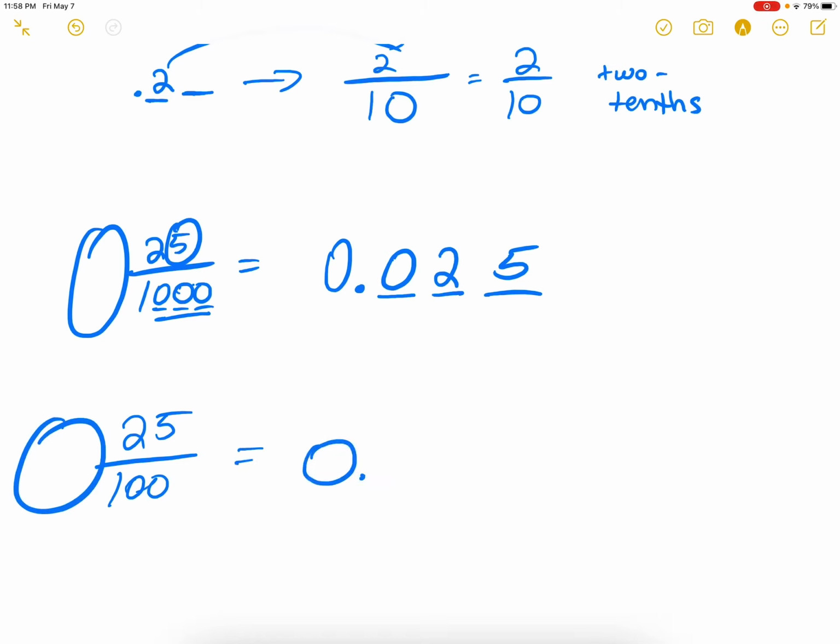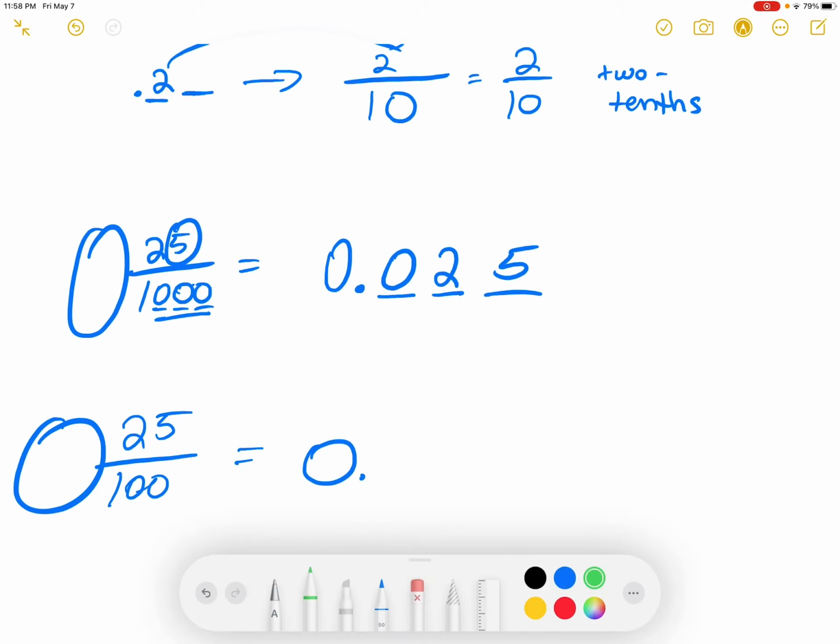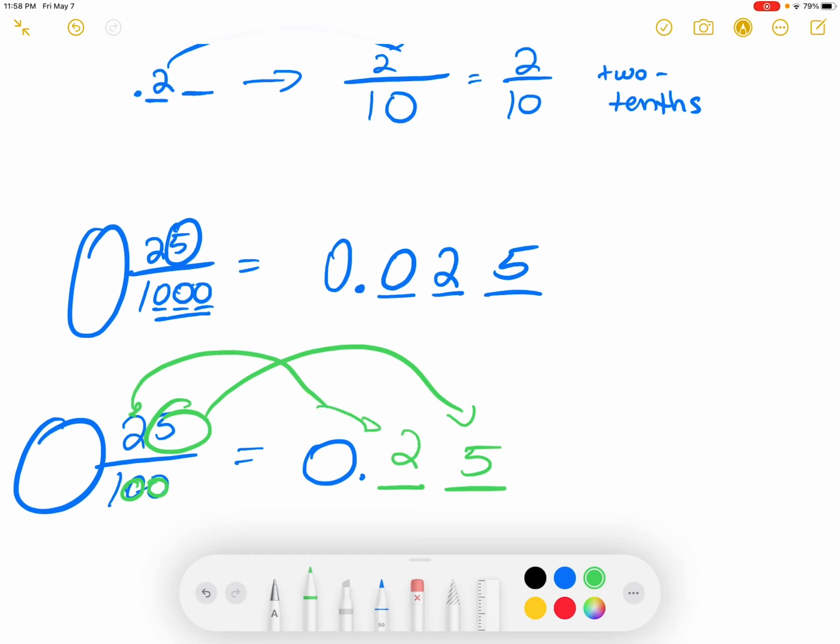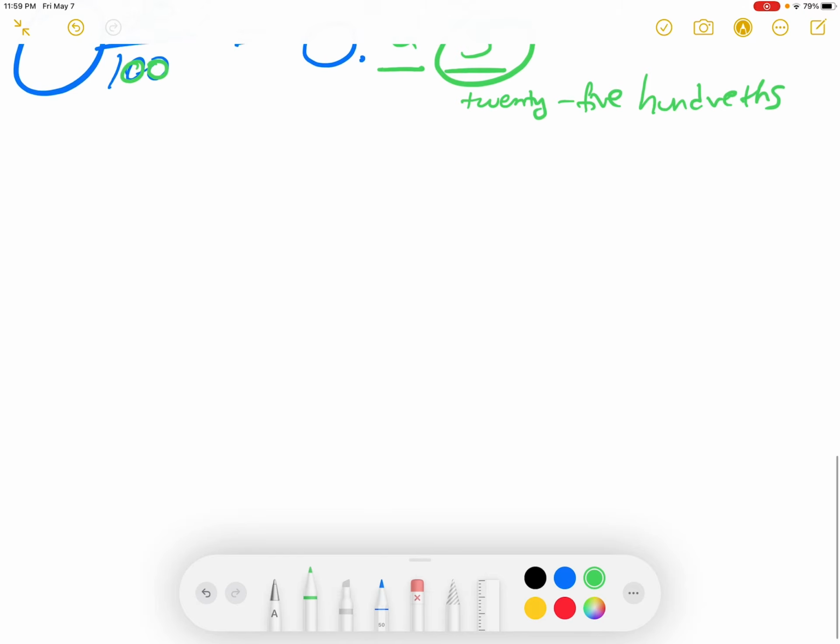Here's 25 hundredths. Again, no whole number, so you can just write 0. Then, how many places over do I need? Well, I need 2 for the hundredths. What number will be in the last column? 5. And then the 2 would be right here. And there you have, literally, 25. And what place is the 5 in? Hundredths.